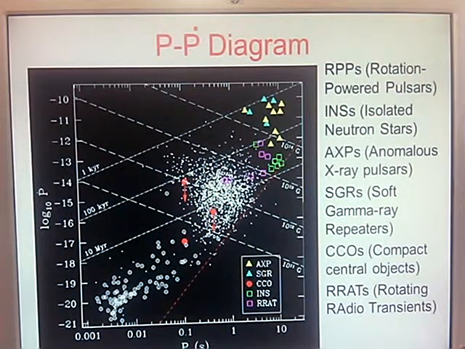And so the triangles represent our anomalous X-ray pulsars. The yellow ones do. The blue triangles are soft gamma ray repeaters. The red dots are the compact central objects. The purple squares are the rotating radio transients. The isolated neutron stars are shown as little green squares. And then the normal guys, the rotation powered pulsars, are all the little dots.